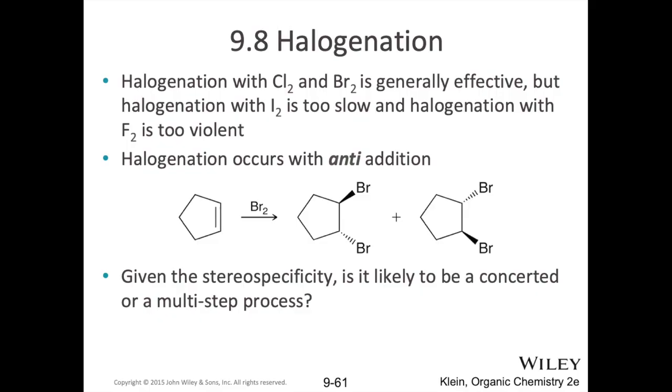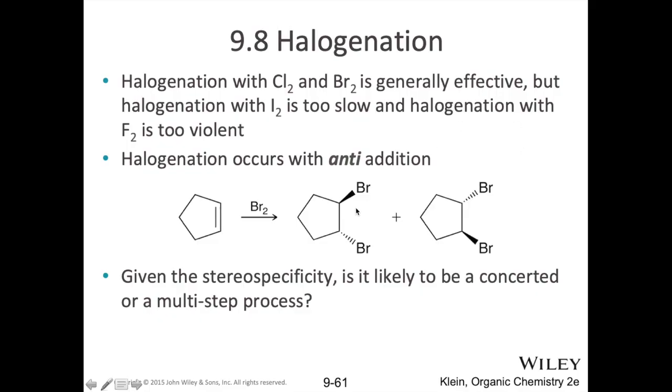Now, typically when we look at halogenation, we're looking at the addition of chlorine or bromine. Iodine is just too slow a reaction to make it practical. Fluorine is a little too quick. It reacts very violently. Again, that just makes it not very practical. So most of the halogenation reactions you're going to see involve chlorine and bromine. All right, something to keep in mind there.